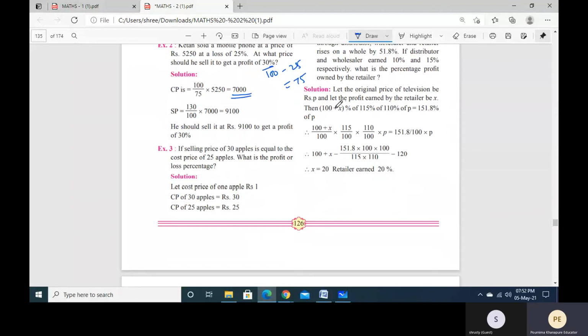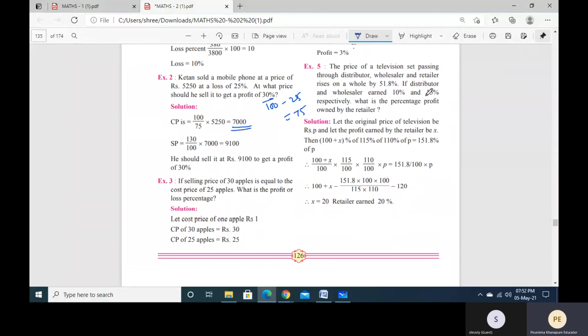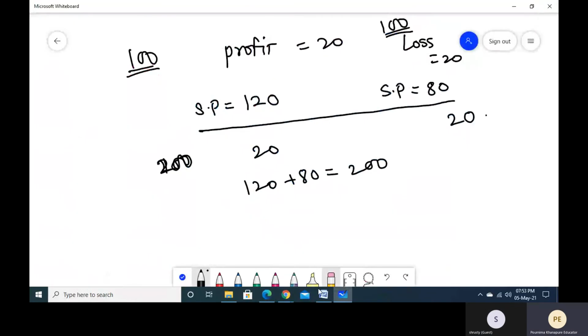Then 100 plus X% is for the retailer, 115% because 15% is for the wholesaler, 10% is for the distributor. So 100 plus 15 is 115%. 100 plus 10 is 110% of the original price is given by 151.8%. What it is actually.